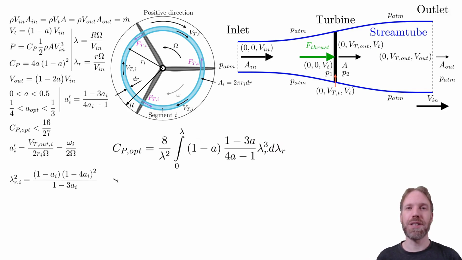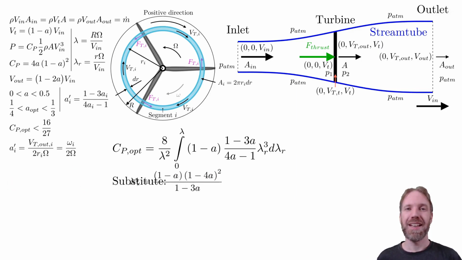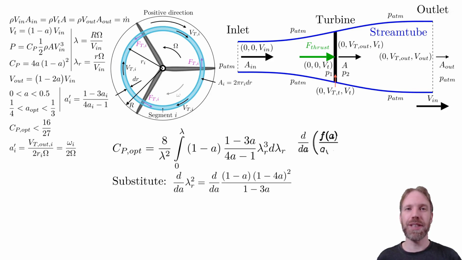Let's do another substitution to combine lambda and a. Start from the relationship between them. This is a cubic equation, but we do not need to solve it here. Calculate the derivative. Use the quotient rule for the derivative. Use the chain rule for the left-hand side.